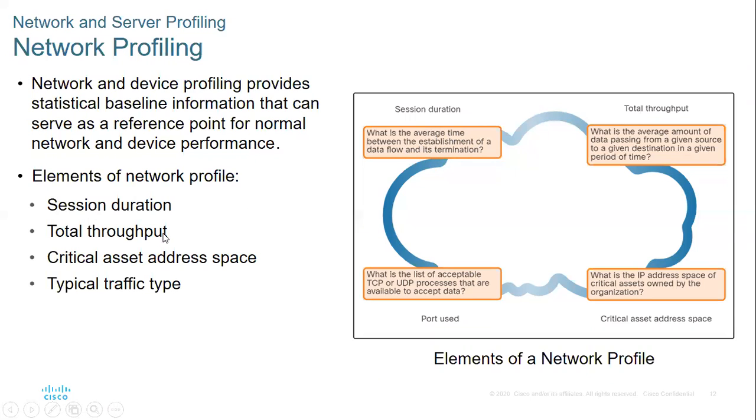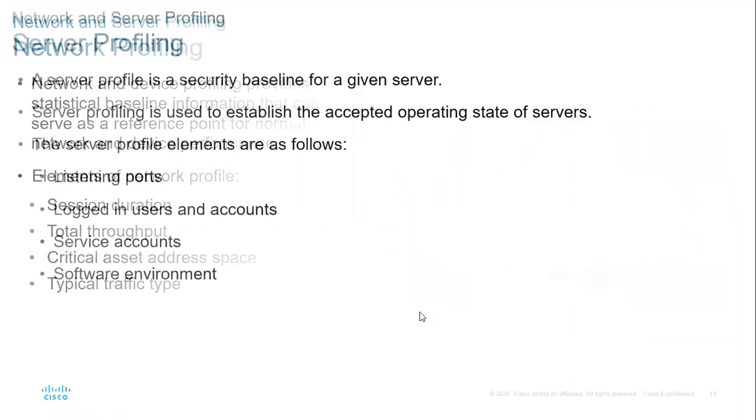You must know total throughput. This is the average amount of data passing from a given source to a given destination over a certain period of time. Then you also need to know the critical asset address space. Very, very important to know the IP addresses that have been assigned to the critical assets that you have. And then typical traffic type. You have to know what are some of the TCP and UDP processes that are available on a system. That is to know the ports that are running.